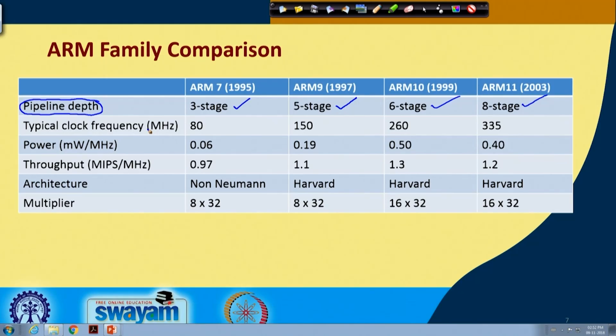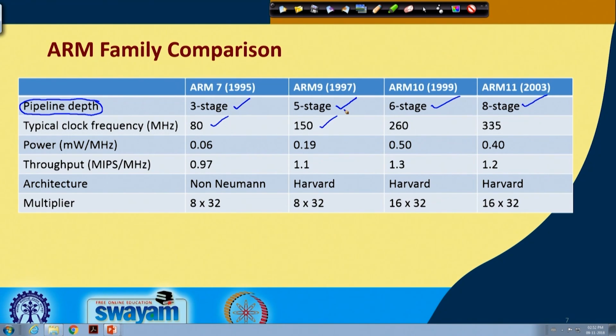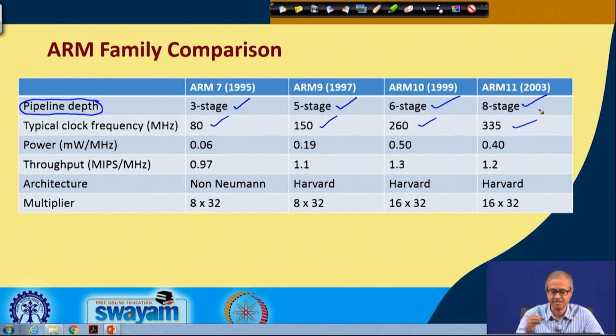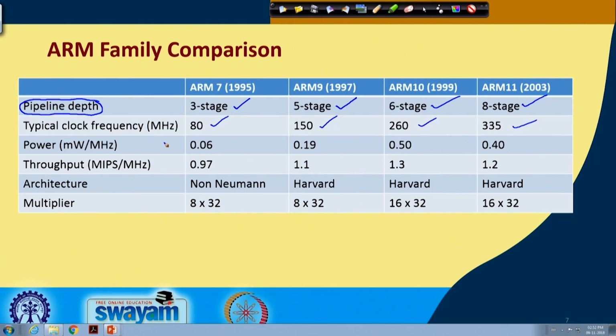The clock frequency, sometimes the speed of a processor is determined by how fast we can make a clock. In ARM 7 it was 80 megahertz, then 150, 260, 335 and so on. So, the clock frequencies are increasing, the processors are becoming faster. Power, you see the power consumption is a function of the clock frequency. Faster the clock, more will be the power consumption.